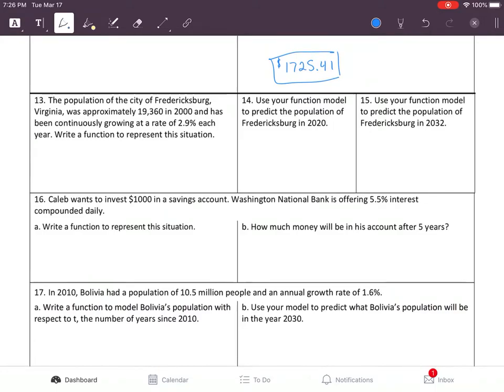Next, we're going to look at these in terms of population growth. So we have population. So we're going to write a different function. We're going to have P of t. So population would be P instead of amount. Okay, is represented by the first initial value, 19,360. Again, we see this part of continuously growing. So it's 19,360 in the year 2000. Okay, and it grows by a rate, since it's continuously, it's times E, and a rate of 0.029 times T.